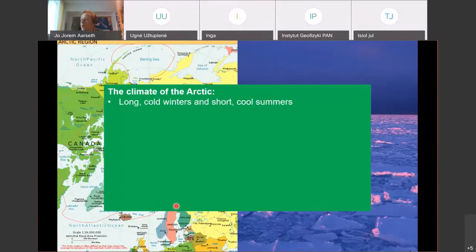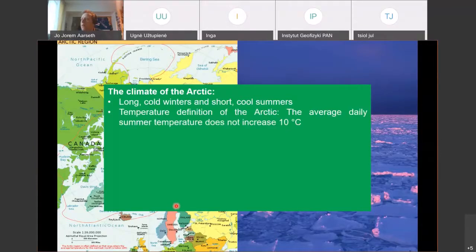As you might know, we all think about the Arctic as an area with long, cold winters and short, cool summers. The definition of the Arctic is related to temperature, which says that the average daily summer temperature measured in July does not exceed 10 degrees Celsius. If that is the case, then you are in the Arctic. But of course, there is a large amount of variability in climate across the Arctic.